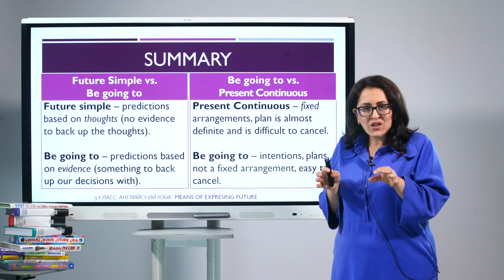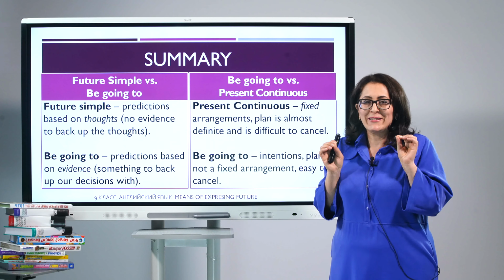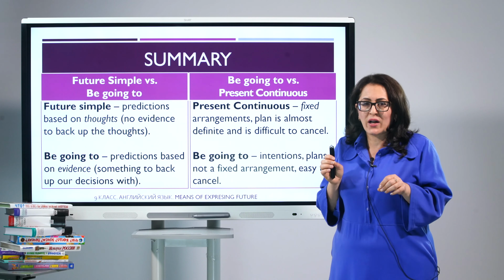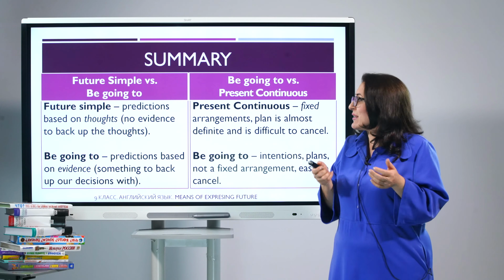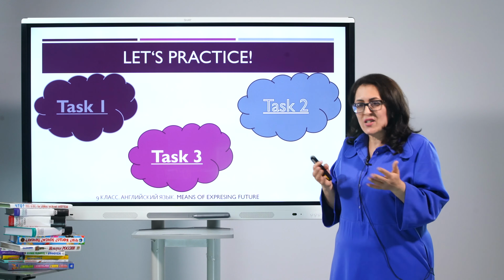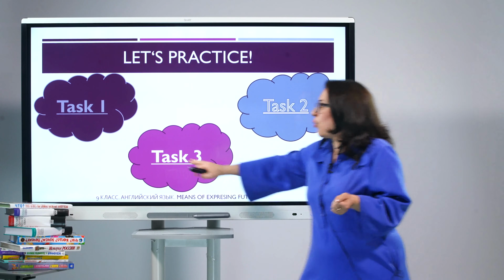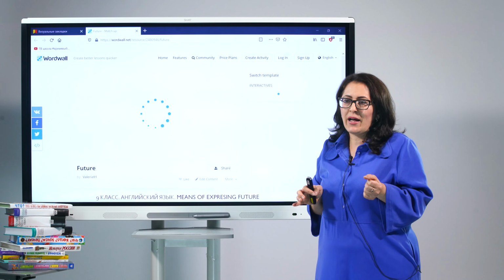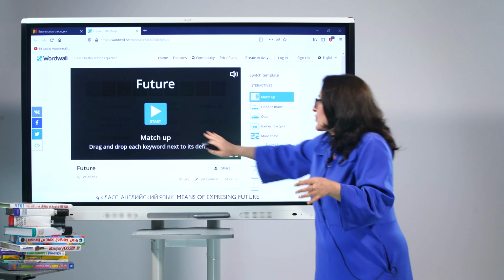So present continuous expresses fixed arrangements. The plan is almost definite and is difficult to cancel. Whereas to be going to is about plans, not fixed arrangements, and it's very easy to cancel. Now let's practice. Why? Because, as you know, practice makes perfect. Task 1. In task 1, you are going to match up situations and the explanations to these situations.